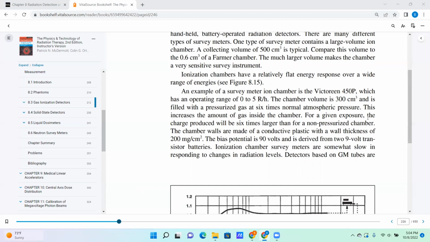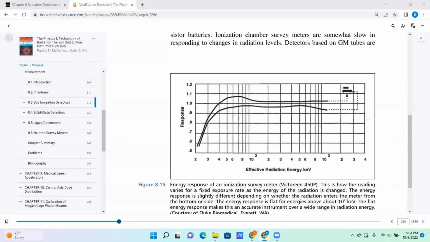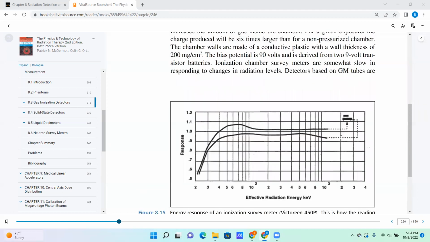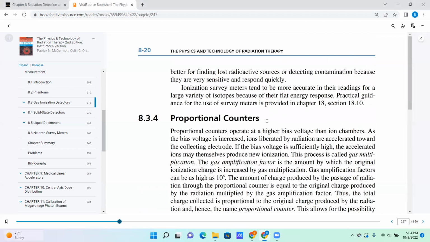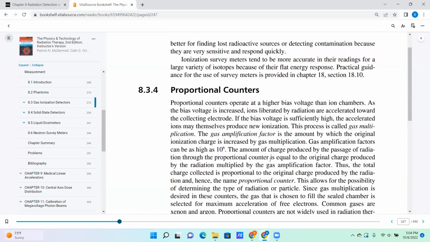The ionization chamber survey meters are somewhat slow in responding to changes in radiation levels, and detectors based on GM tubes are better for finding lost radioactive sources or detecting contamination because they are very sensitive and respond quickly. Ionization survey meters tend to be more accurate in the readings for a large variety of isotopes because of their flat energy response.